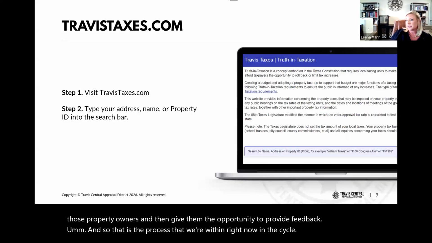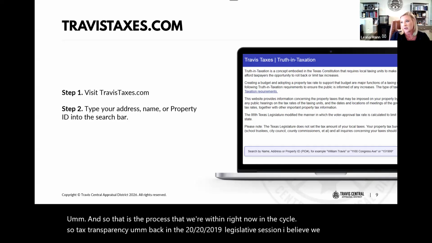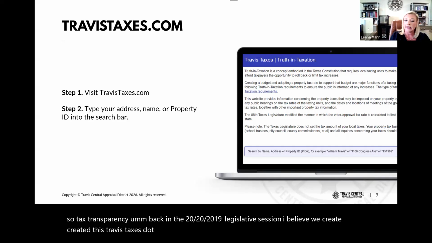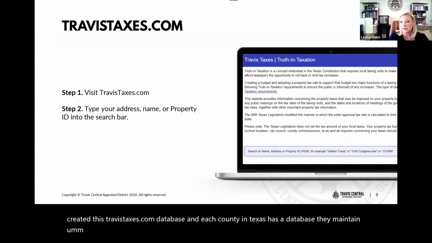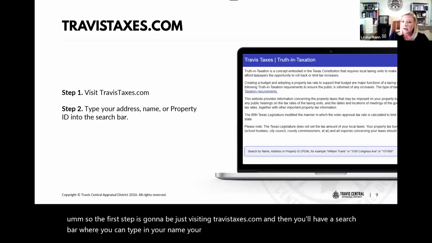So tax transparency, back in the 2019 legislative session, I believe, we created this travistaxes.com database. And each county in Texas has a database they maintain. So the first step is going to be just visiting travistaxes.com. And then you'll have a search bar where you can type in your name, your address, property ID to pull up your specific property.